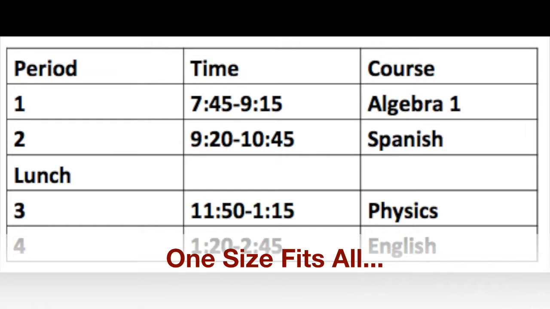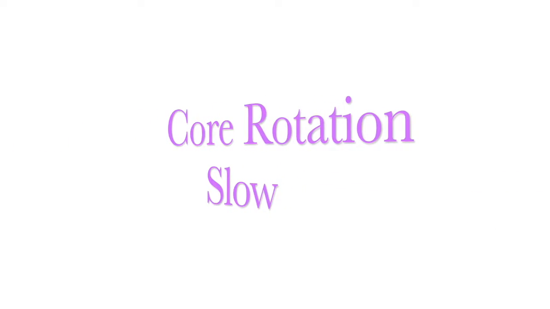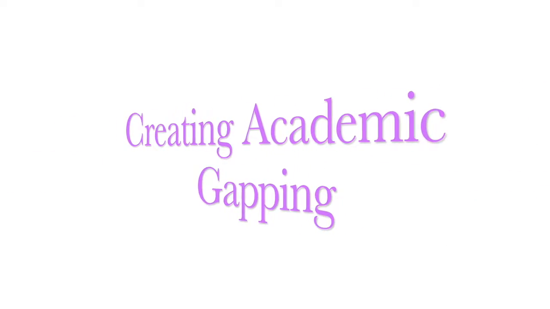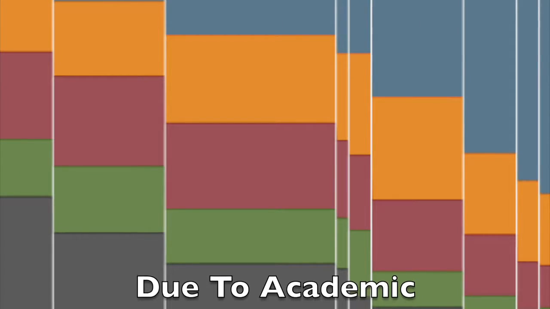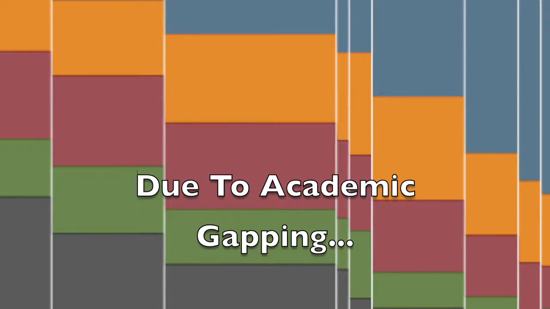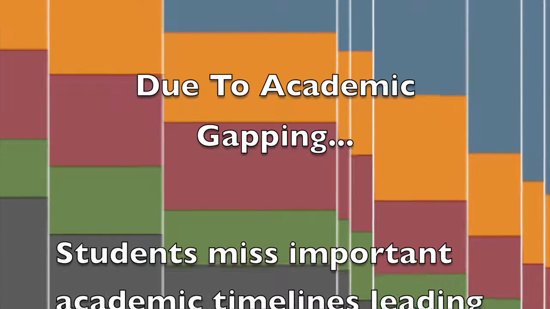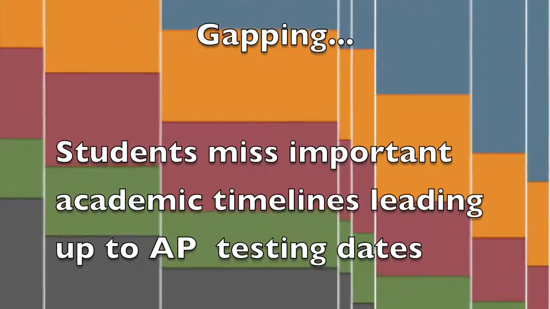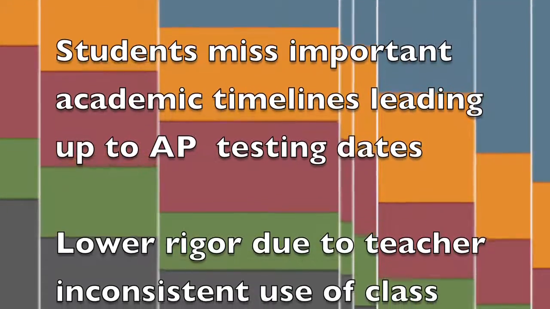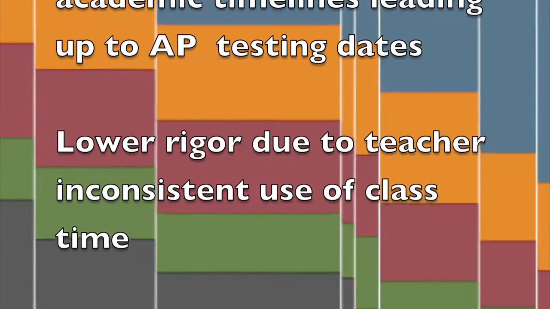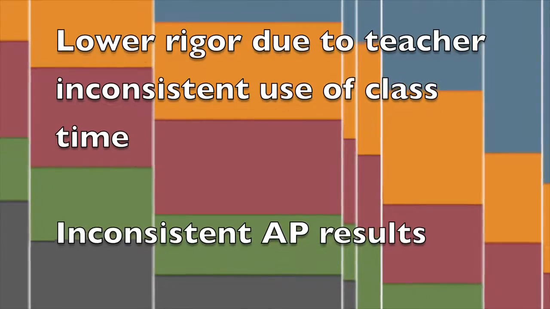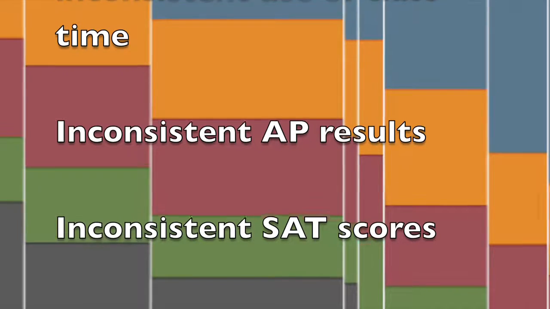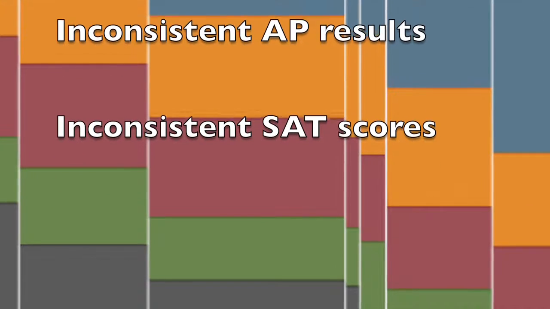Unfortunately, the long daily periods have made the core rotation of the classes slow, creating lengthy academic gaps for students and placing them at a disadvantage in academic situations. For example, due to academic gapping, a student may not have the appropriate math class leading up to an important AP testing date, leaving the student ill-prepared. Another disadvantage to students is the inconsistent use of time within each long period by different teachers.